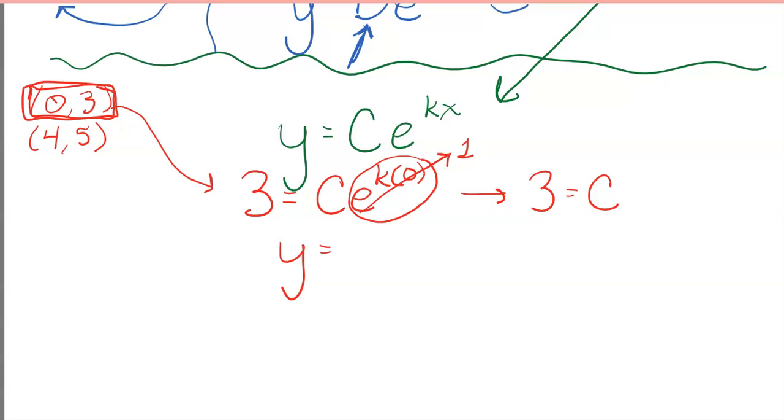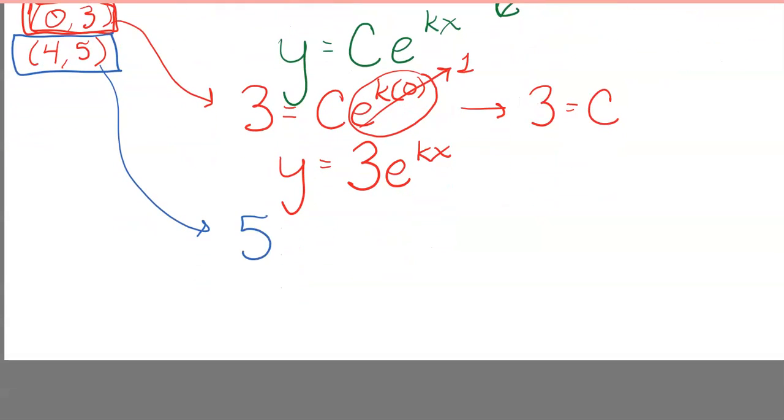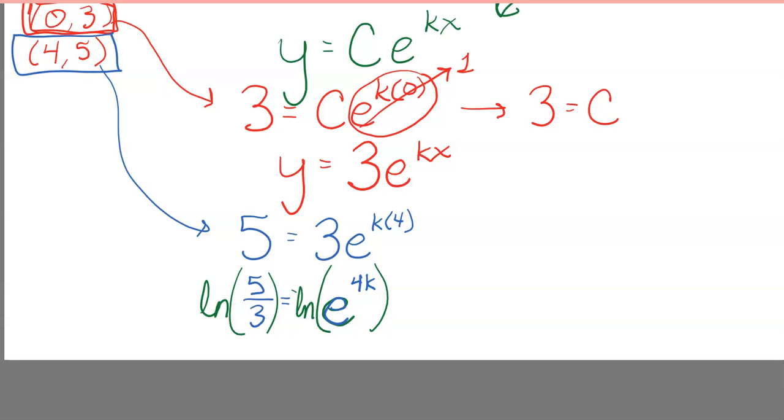At this point we know y equals 3 e to the kx. So let's go in and use our other initial condition. 4, 5. So 5 equals 3 e to the k times 4. So 5/3 equals e to the 4k, and so we have to solve an equation similar to those we have solved before, and we're getting better at these, and we'll keep getting better at these. I need to get rid of an e, so I'm just going to take a natural log on both sides to get that to go away.